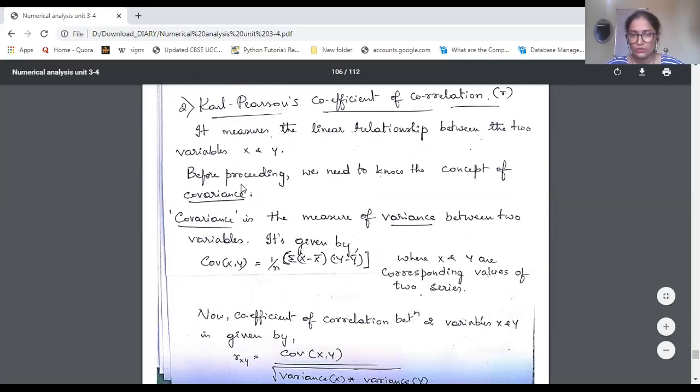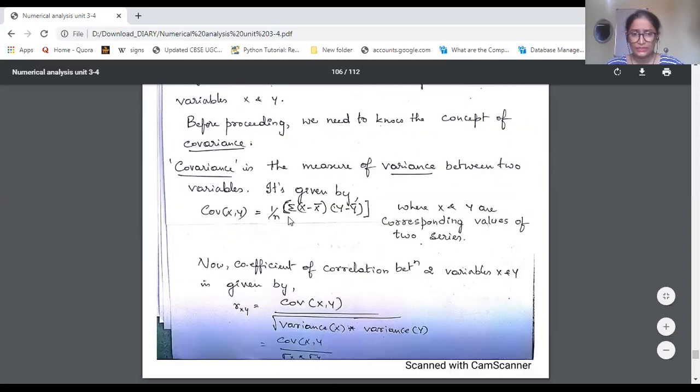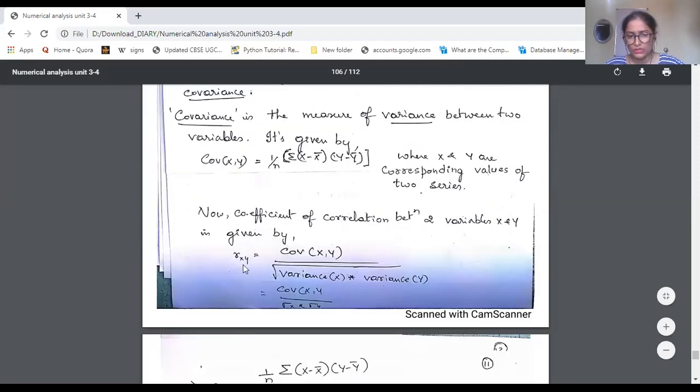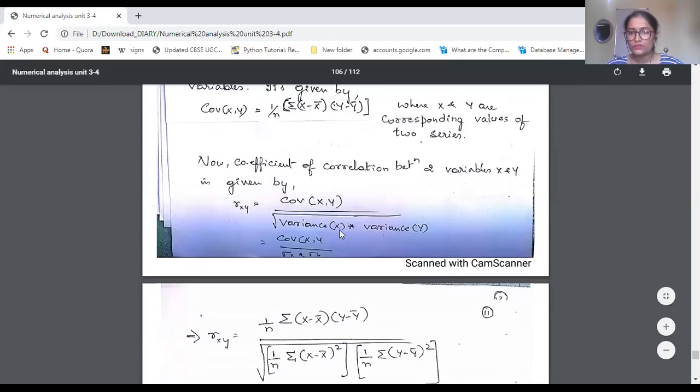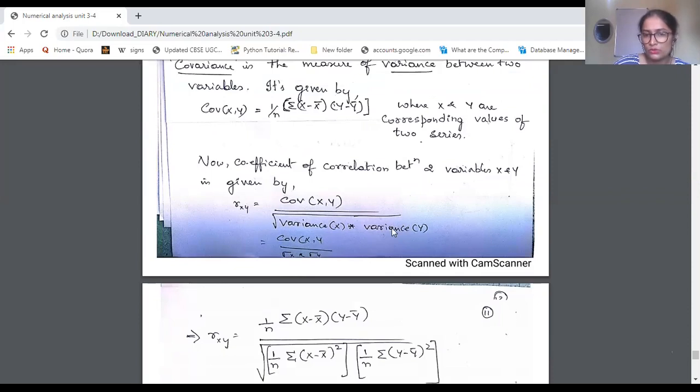We need covariance to calculate the coefficient of correlation, and the formula to calculate the coefficient of correlation r is equal to covariance of x and y divided by the square root of variance of x into variance of y. We can also rewrite this as square root of variance of x into square root of variance of y, and square root of variance of x is equal to sigma x. We know the variance formula, variance is equal to sigma square, right? So using that formula, we can simplify this formula into this. So finally, we get the expression covariance of xy divided by sigma x into sigma y.